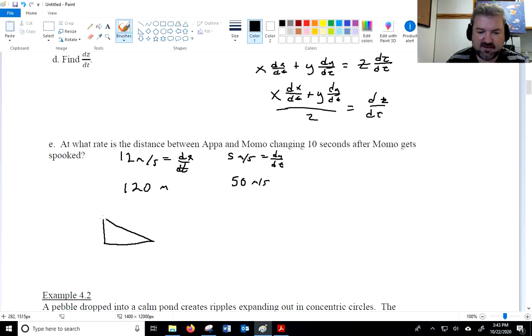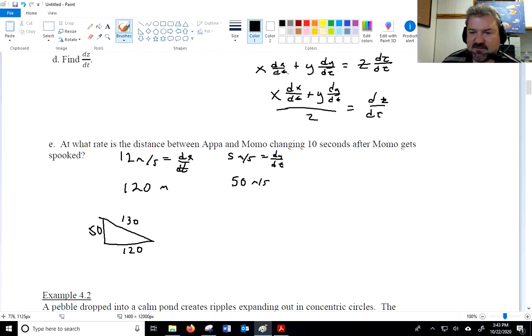So if we fill these out, we can see that the x value is 120, the y value is 50, and this is a Pythagorean triple. 5, 12, 13. But 50, 120, 130. So now we know all the values. We know 130, we know 50, we know 120.